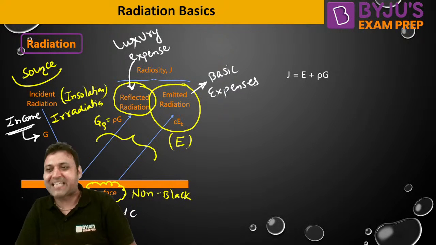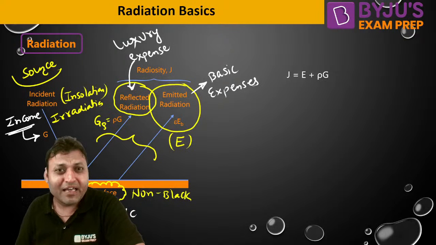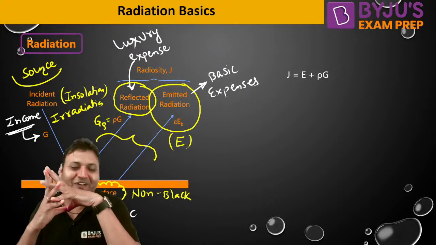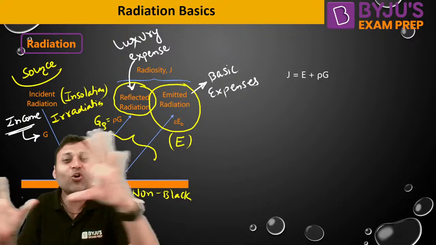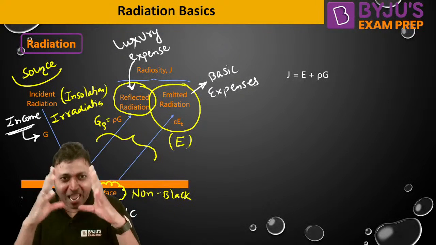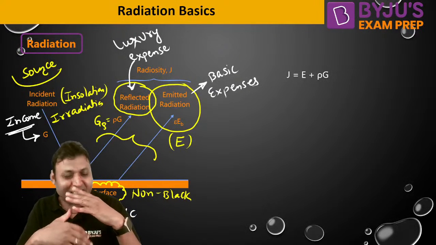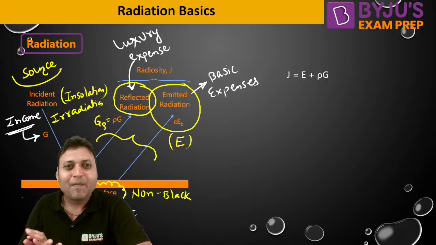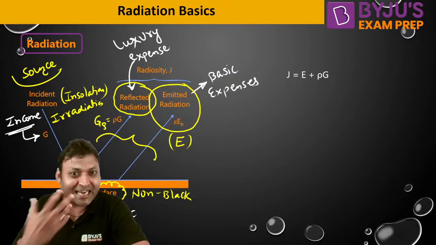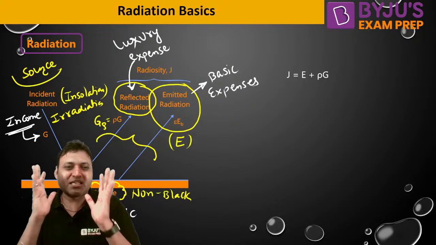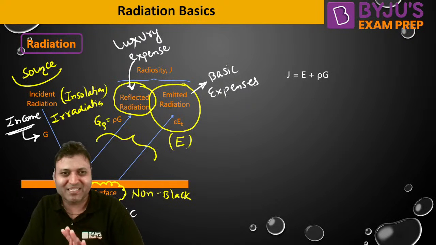That depends on your salary, your luxury expense. There are two types of expenses people do. One is the basic expense. We cannot avoid that. To have the living, we need to spend some amount for the basic things, or the necessary things. That is called the basic expense. That is the emission from the surface.